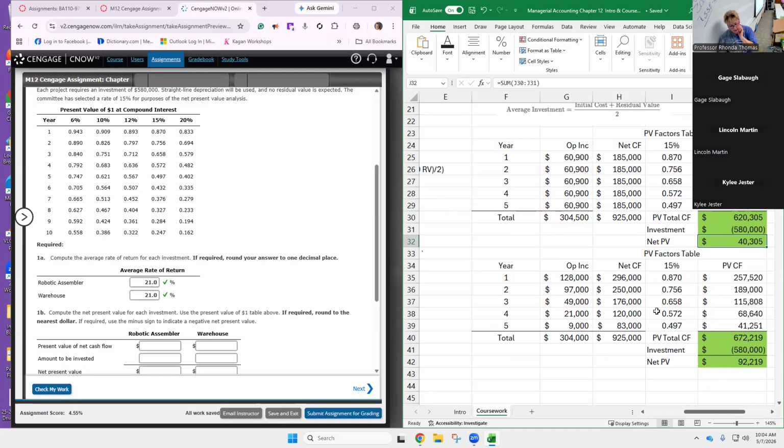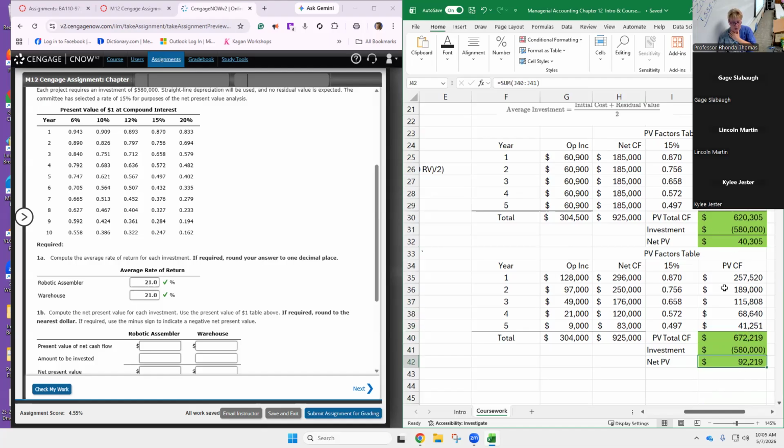And the reason is, like I said, this warehouse is bringing in larger amounts of cash flow in the earlier years than this one is. And that's going to create more present value total of the cash flow. And then you still subtract the same investment amount because they were priced at the same, but this one is quite a bit different in present value.